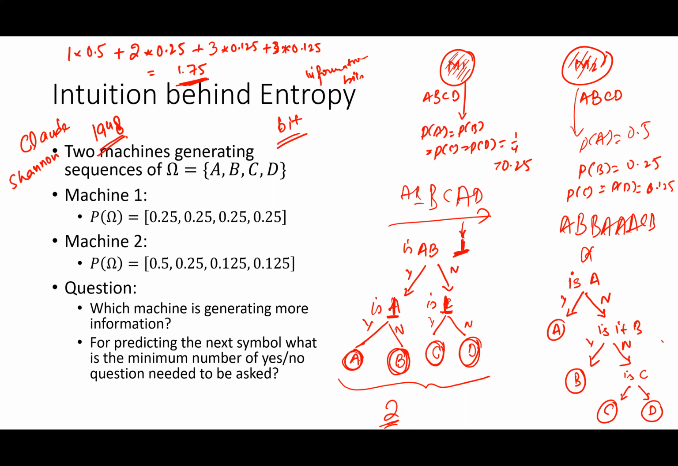So for generating the A, for generating any symbol, what is the average number of bounces the coin has to make? Fine. Average number of bounces the coin has to make. And then similarly in case of machine number 2. Fine. Now let me formally introduce these concepts.